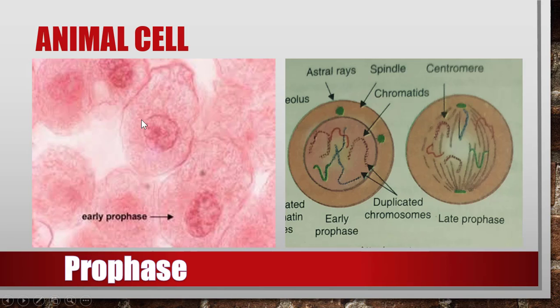This is the early prophase. Both are actually in the early prophase stage. In the late prophase, you will find the chromosomes are a little visible inside the cell. And at the late prophase, the nuclear membrane will have totally disappeared here.